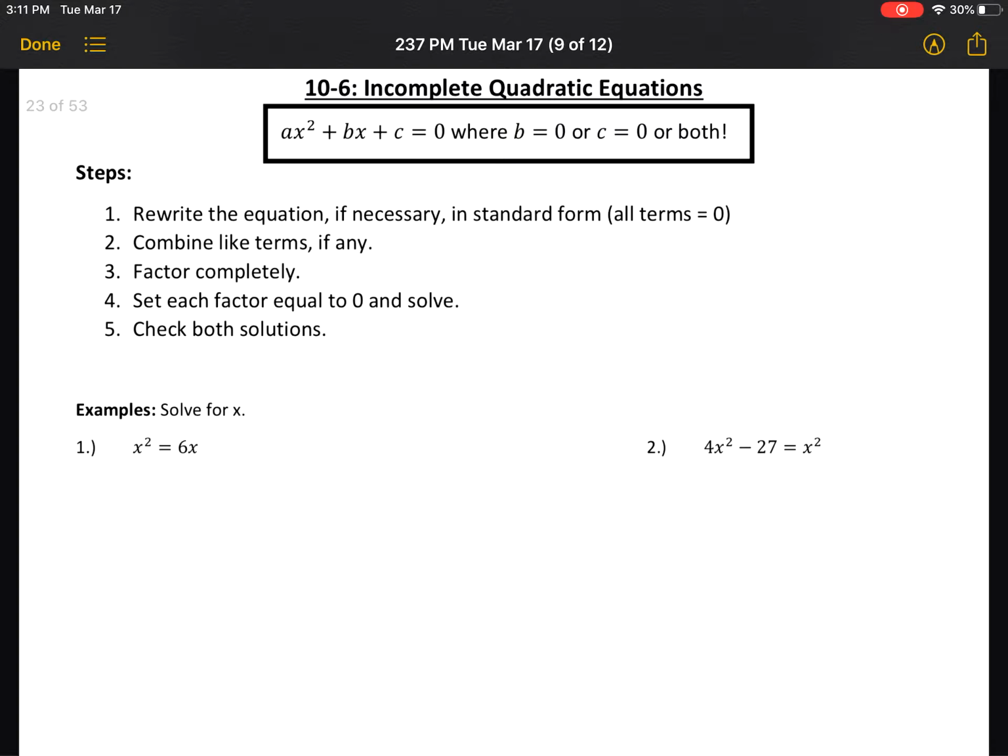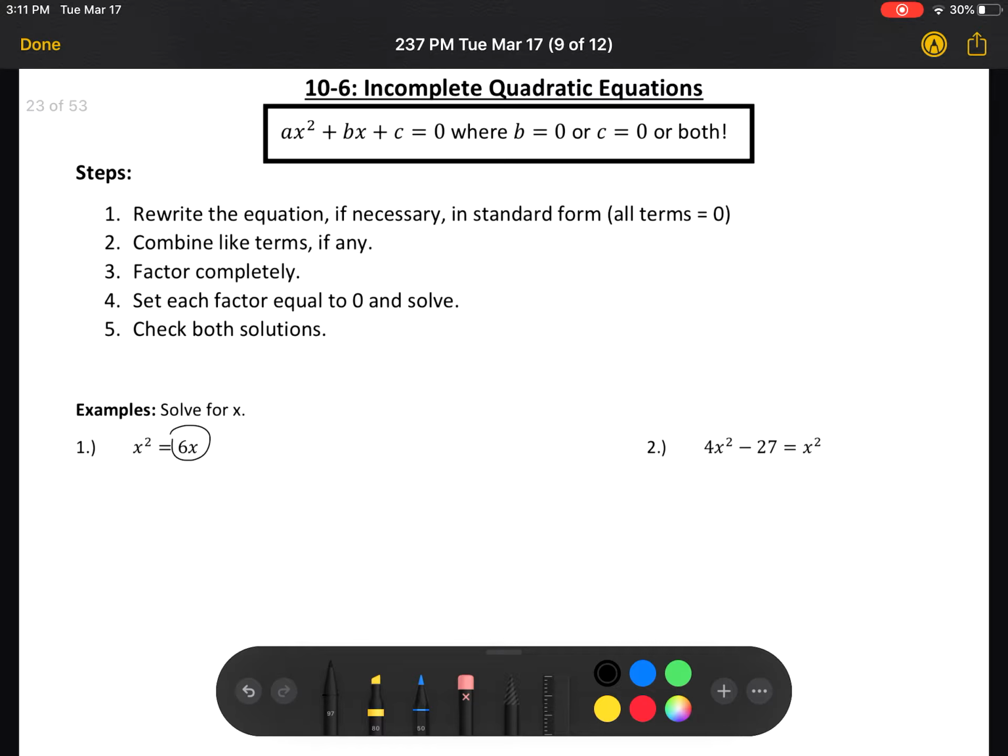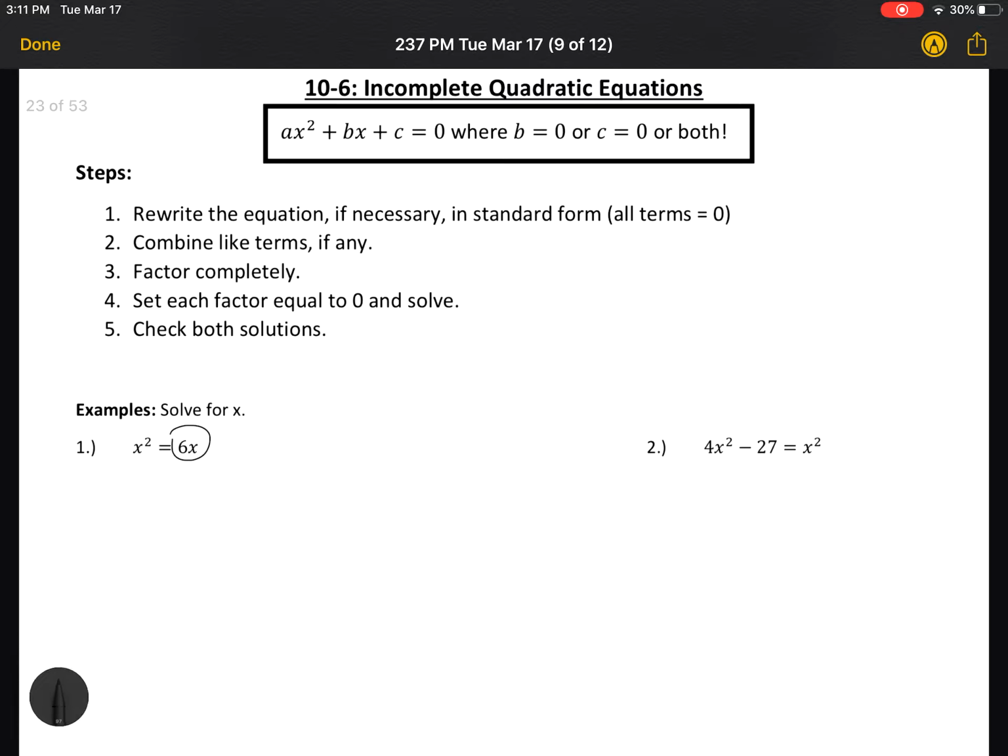So notice number 1 is not in standard form. I want this right hand side to say 0. So to move that 6x to the left hand side, I'm going to have to subtract it. Remember, anytime you're moving something over an equal sign, you do have to do some sort of operation to move it. So we're going to get x squared minus 6x equals 0. We are in standard form now, so we can go ahead and start factoring.